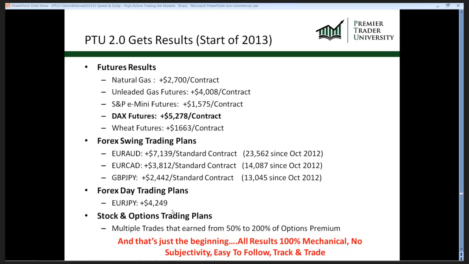I mean, the euro Aussie, $7,000 per contract traded since the 1st of 2013. Since we've been tracking that particular trade plan in October, 23,000 pips. That's almost crazy. Euro CAD, 3,800 since the first of the year, 14,000 since 2012. And the pound yen, respectable, not as good as the euro Aussie, but $2,400 per contract, 13,000 since October 2012.